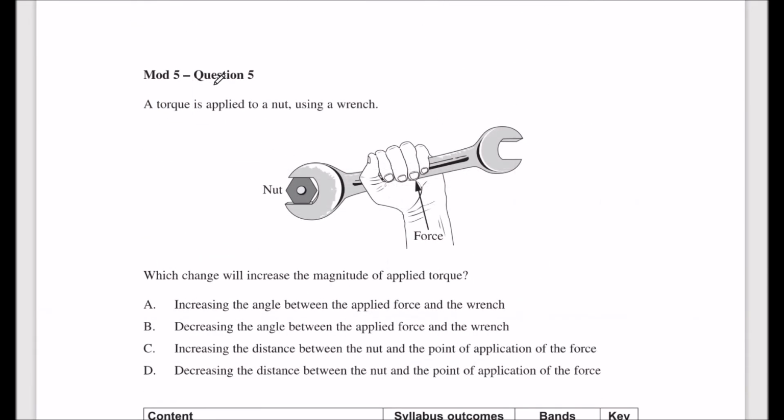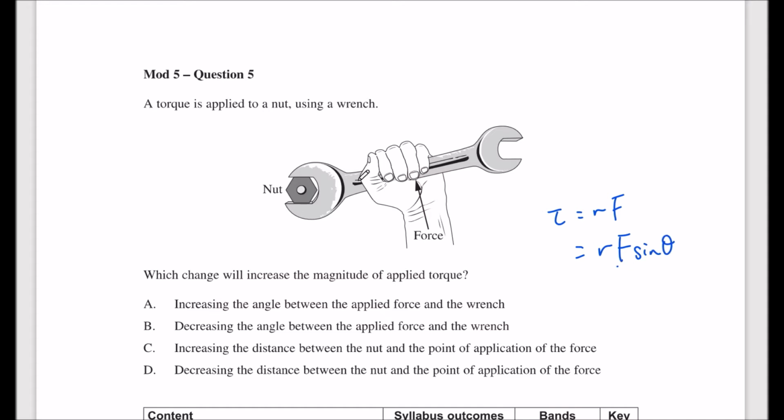So question 5, we have a torque applied on a nut using a wrench. Which change will increase the magnitude of the applied torque? So torque is the radius from the pivot point times the force you apply to it. So, increasing the angle between the applied force and the wrench. So we also have a description of this.